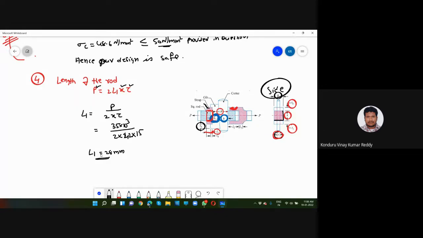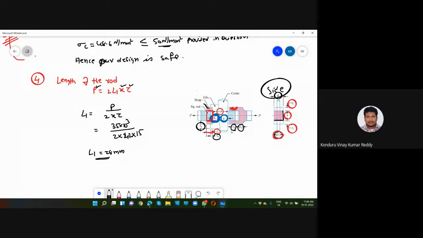Here we have to find out only a limited number of parameters: one is L4, the other one is L3, and the last one is L1. Only these parameters we have to find out. Let us find out. Sorry, we have found out the L1 value only. The L2 value, L3 value, and L4 value are the parameters we have to find out.